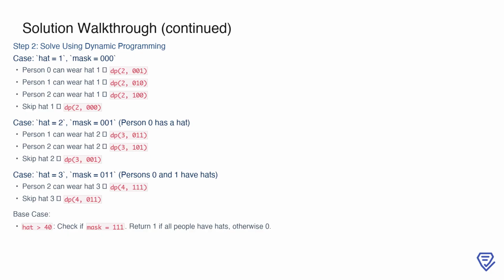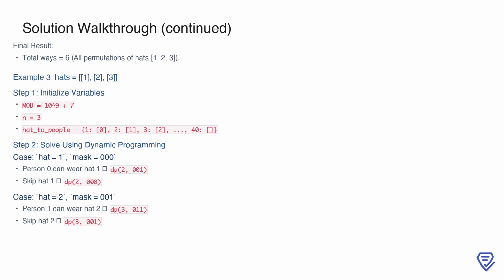The base case checks if the hat number exceeds 40, and if the mask equals 111, we return 1. Otherwise, we return 0. In this example, we calculate that there are 6 total ways to assign hats to people. These correspond to all permutations of hats 1, 2, and 3 being assigned to persons 0, 1, and 2.